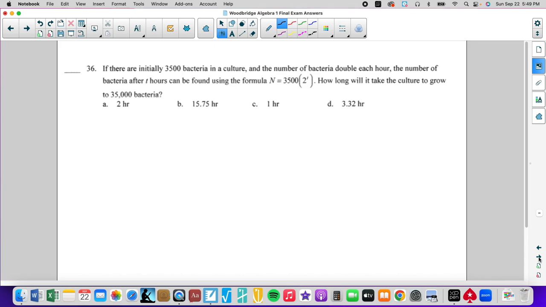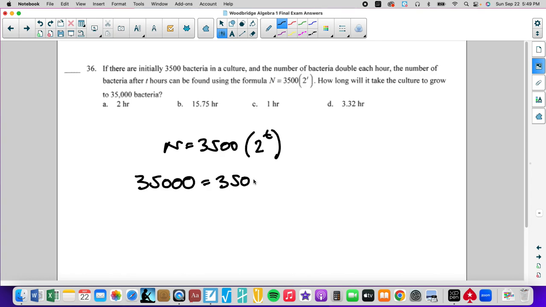Number 36. If there is initially 35,000 bacteria in a culture, and the number of bacteria doubles each hour, the number of bacteria after T hours can be found using the formula N equals 3,500 times 2 to the T. Now, this is an exponential growth problem because my variable is an exponent. So how long will it take the culture to grow to 35,000 bacteria? So it wants to know, when is N 35,000? So we're going to substitute 35,000 in for N, and we have this problem.